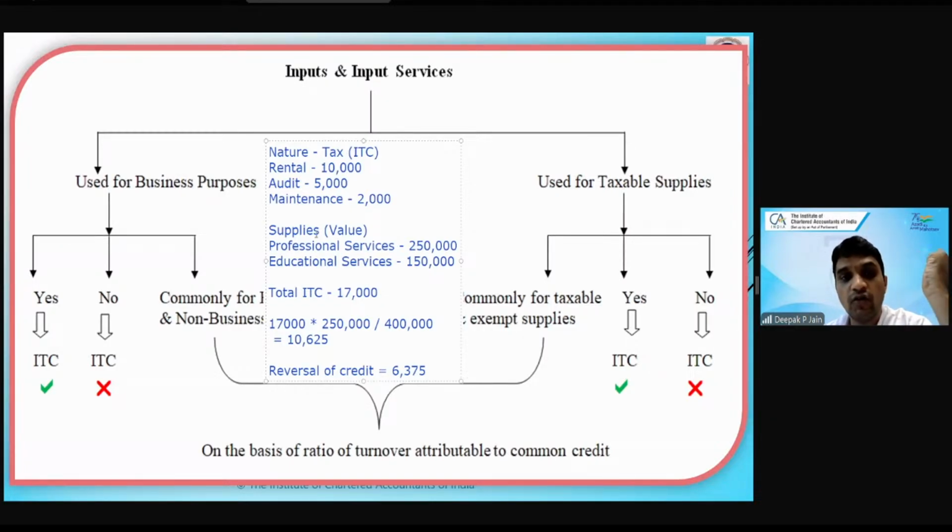Because you are making exempt supplies also, right? Educational services exempted. So a credit is available to you with a promise that you will utilize it and pay taxes to the government. But if you're making any supplies on which credit is not available, जैसे यहाँ पे इंटू मार्क डाला है वैसे आपको क्रेडिट नहीं है तो फिर यू शुड नॉट यूटिलाइज इट, यू शुड रिवर्स इट.